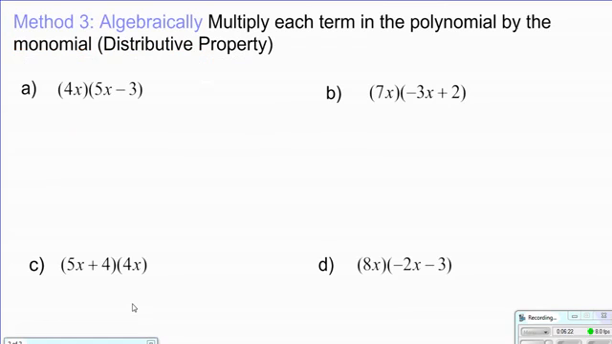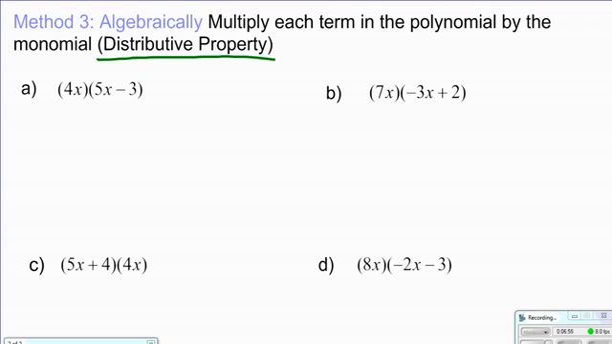Now, of course, there's always a second way, and so we're going to multiply, and it says multiply each term in the polynomial by the monomial. So each term needs to get multiplied. This process is called the distributive property. We are distributing the multiplier, or distributing the coefficient across the binomial. This can be a little bit tricky at first, so if it doesn't make a ton of sense, don't get too worked up about it, but please make sure you come in for tutorial.